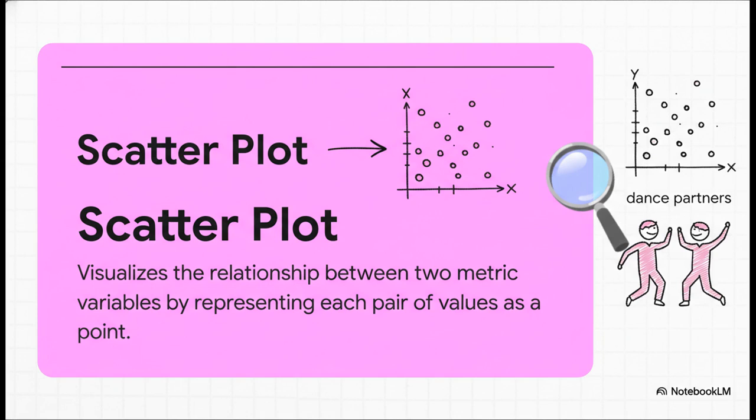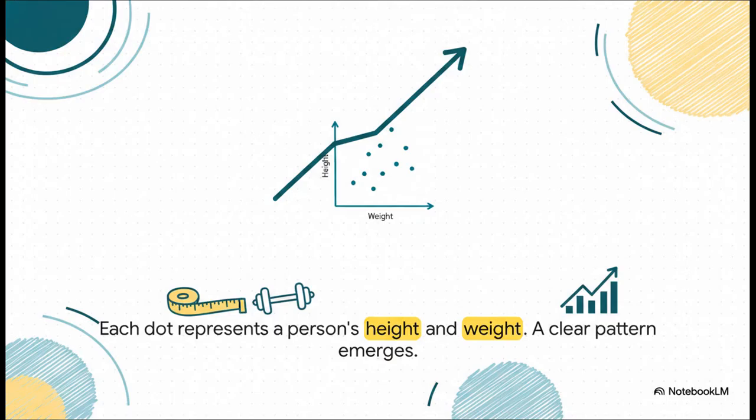You can kind of think of it like you're plotting dance partners. You take a value from one variable, a value from the other, and you put a single dot on the graph where those two values meet. Here's a classic example. Every single dot on this chart is one person, placed according to their height and their weight. After you plot a bunch of people, a pattern starts to emerge.